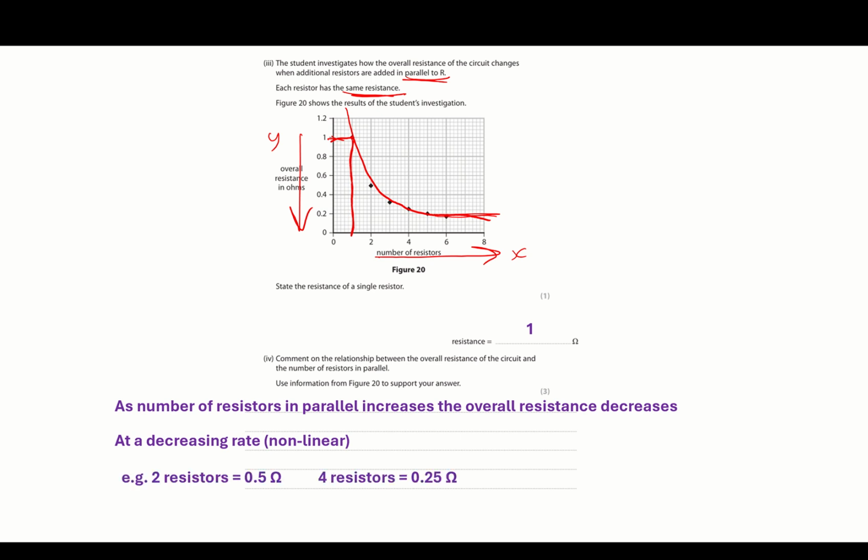That is, it's non-linear. And then it says use information from figure 20. So that just means pick some numbers. So I've just gone 2 resistors is 0.5, 4 resistors equals 0.25. So we can see that we've got a doubling of the number of resistors and a halving of the total resistance.